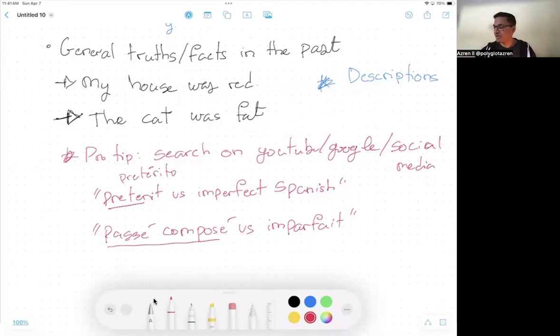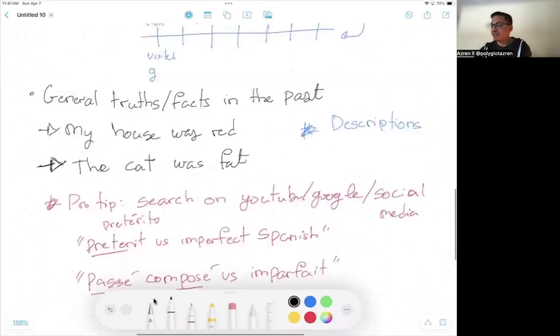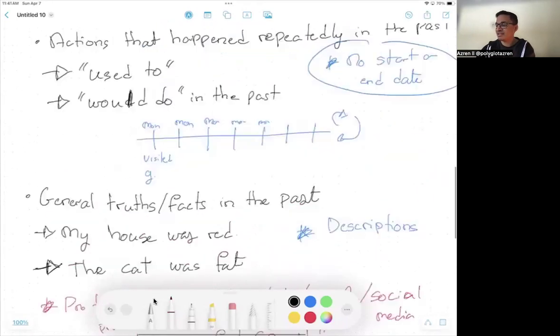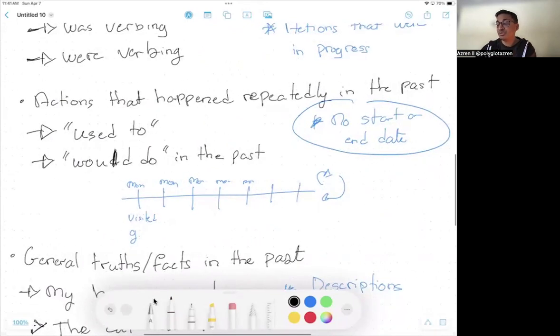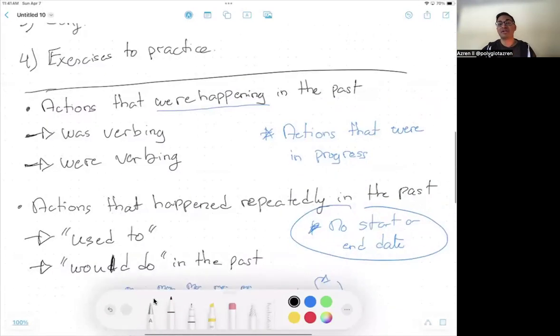So that's when we use it. General truths or facts in the past, actions that happened repeatedly in the past. Often we see used to or would do in these kinds of sentences. And then things that were happening, so actions that were in progress. We often have was doing or were doing in those kinds of sentences. This is when we use the imperfect tense.